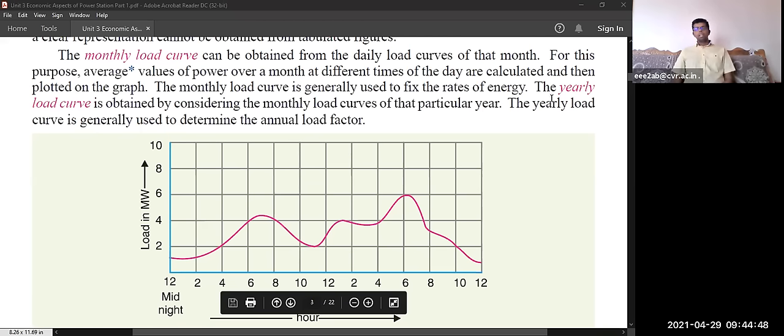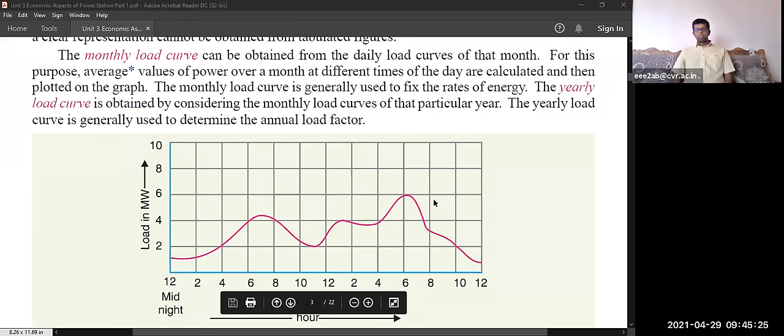Even in yearly also, it is the same, from 1 to 365 days. Previously they might be plotting it on a graph. So nowadays, due to technological development, even in Microsoft Excel you can easily plot. In Microsoft Word also you can easily plot. If they give the data of 1 to 365 days load, it will plot easily in a second and show it.